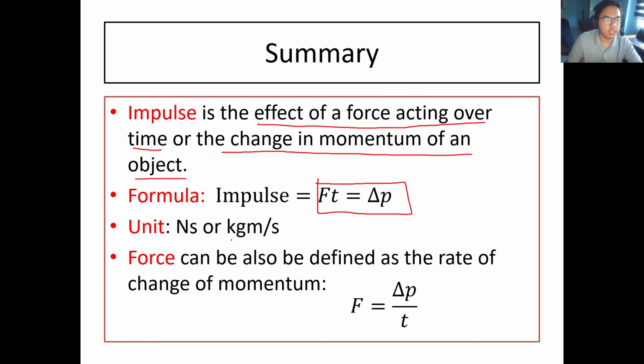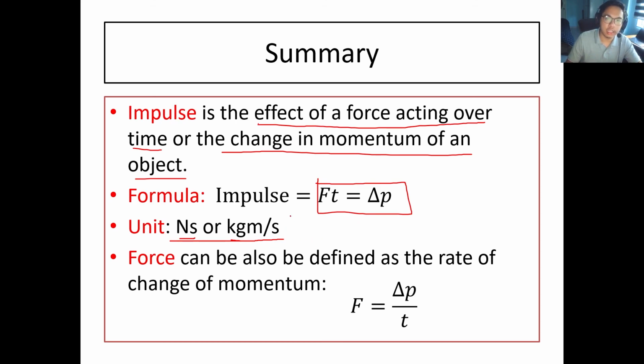We didn't talk about it in the lesson, but impulse actually has two units. The first is newton seconds. Can you think of why the unit is newton seconds just by looking at the formula? And also, it has the same unit as momentum, which is kilograms meters per second.